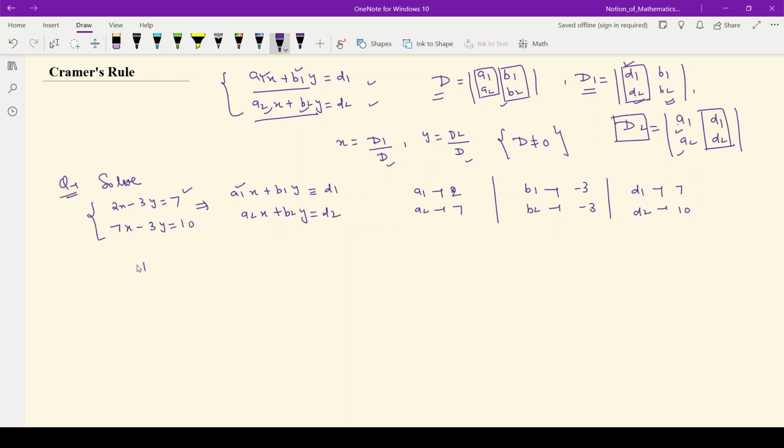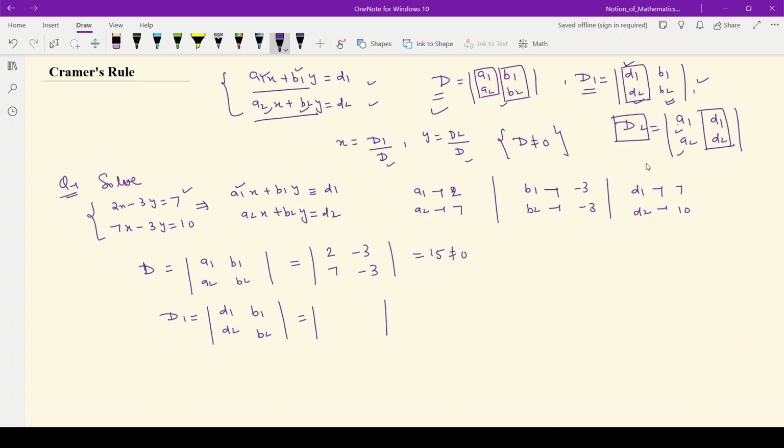So by utilizing the formula, D is actually a1 a2 b1 b2. So that will be the determinant of 2 7 minus 3 and minus 3. That will be equal to 15, which is not 0. Now in order to get the determinant D1, this particular formula, d1 d2 b1 b2. d1 d2 is 7 10, and b1 b2 is minus 3 minus 3. So this value of D1 will be 9.